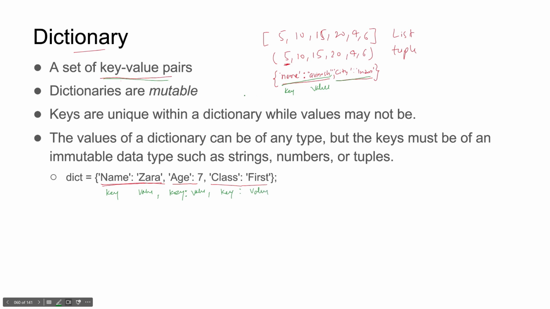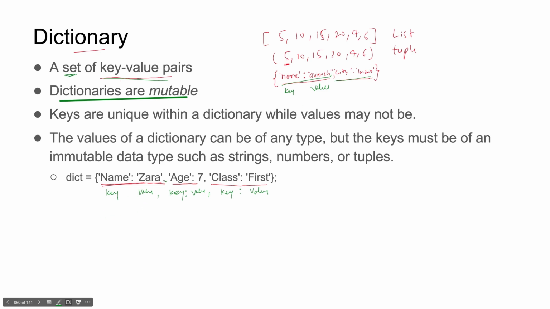Set. Why am I saying this set? Because it is in curly brackets. Right? Dictionaries are mutable. You can change the dictionary. That's why it is mutable. Keys are unique in a dictionary. These keys should be unique.